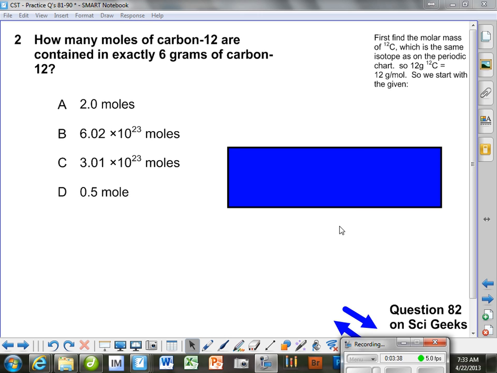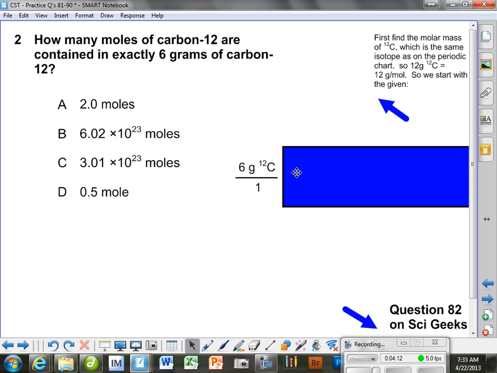In this problem, the first thing you need to do is find the molar mass of carbon-12, which is the same isotope as on the periodic chart. So 12 grams of carbon-12 is equal to 12 grams per mole. And so we are going to start with that, with the given. I'm sorry, not with that. We're going to start with the given. So let's go ahead and look at what was given.